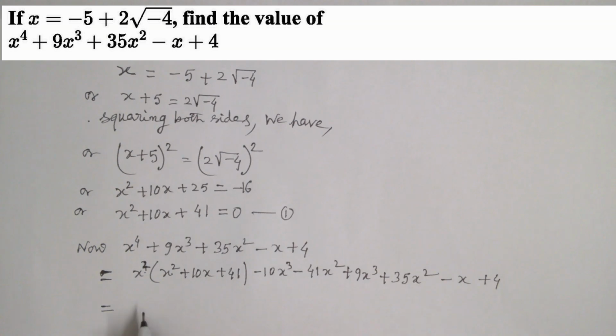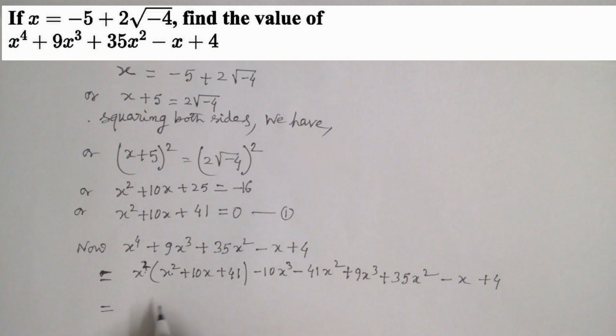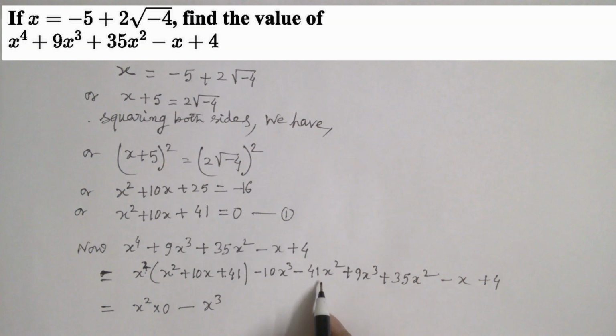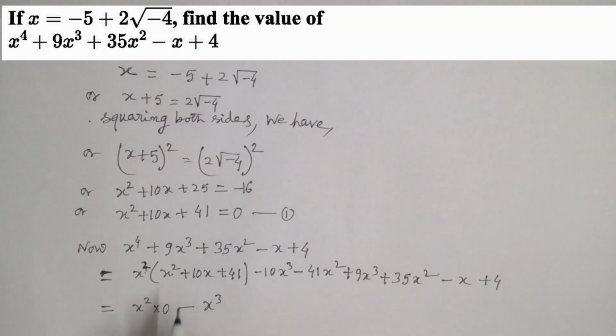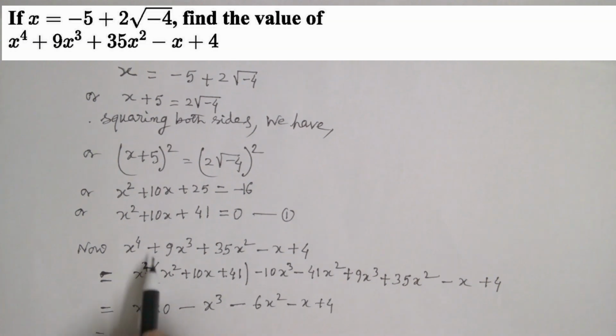Now simplify. This is equal to 0, so we make it cancel out. So x square into 0 writing here, for better understanding, into 0, minus 10x cube plus 9x cube, which is minus x cube, minus 41x square plus 35x square, so minus 6x square, minus x plus 4. Again apply the above as done before.